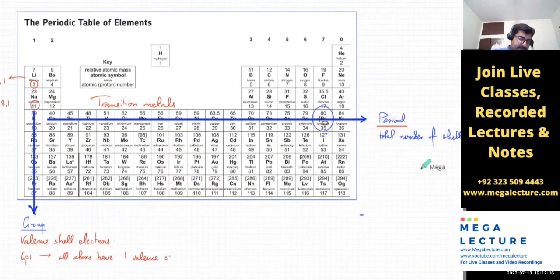So bigger atoms. Remember that bigger atoms. So writing electronic configuration of bigger atoms.